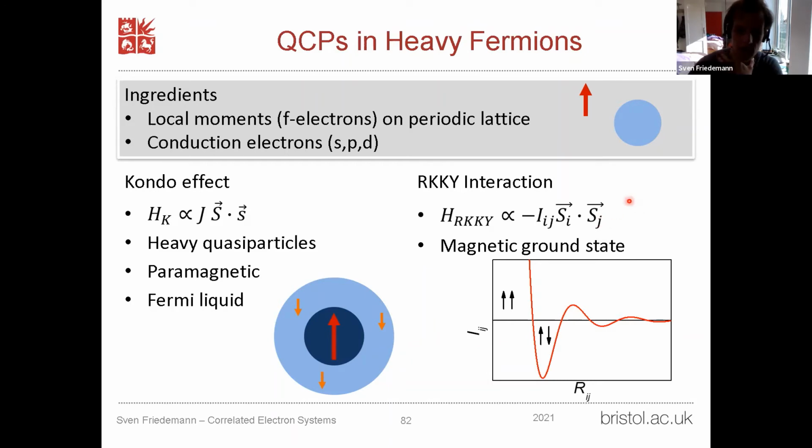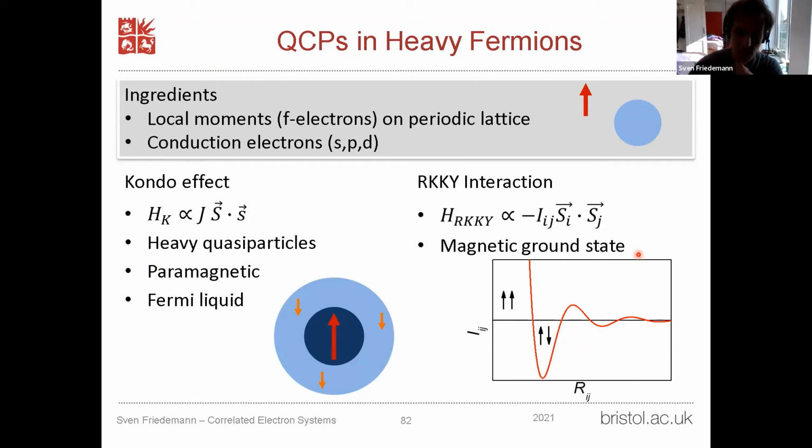Fundamentally, you can describe such a magnetic ordering as a Hamiltonian, which will have a dot product of two local moments with some interaction strength that will depend on the distance in this case. The important bit is that it can lead to a magnetic ground state.